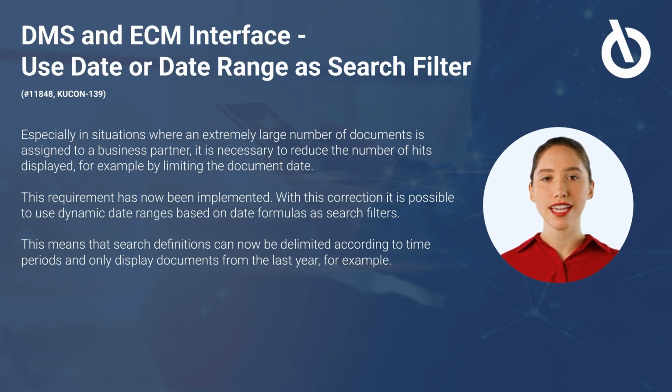With this correction, it is possible to use dynamic date ranges based on date formulas as search filters. This means that search definitions can now be delimited according to time periods and only display documents from the last year, for example.